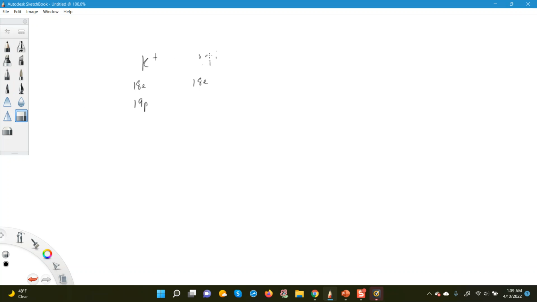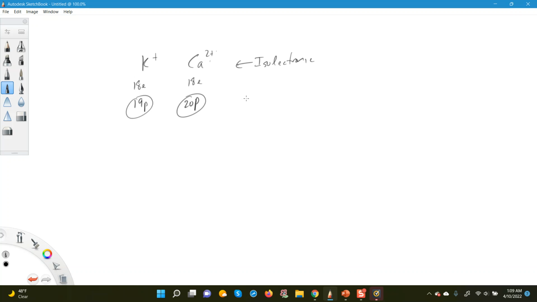So in the case of the calcium ion, which is Ca2+, it has 18 electrons. So they are both isoelectronic, right? They both have the same electron configuration because they have the same number of electrons, right? But the difference here is that calcium has 20 protons, right? So basically, calcium has a greater nuclear charge compared to the potassium.